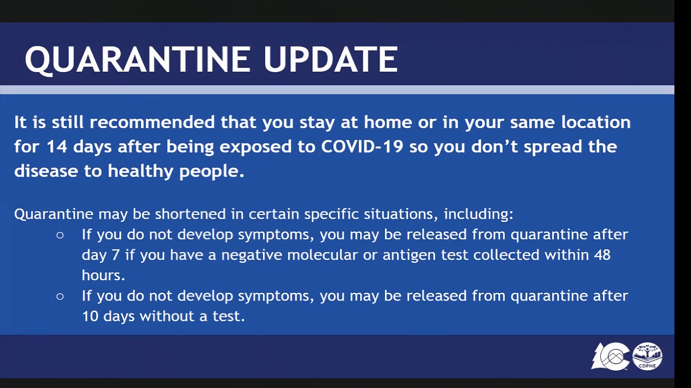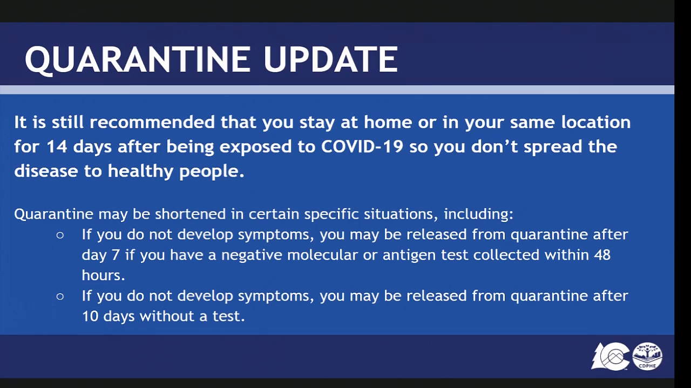So for the 7-day scenario, if you do not develop symptoms, you may be released from quarantine after day 7 if you have a negative test. That can either be a PCR or molecular type test or an antigen test that is collected within 48 hours. Under no circumstance can that quarantine period end before the end of that 7th day. The other option, which does not involve testing, is a 10-day quarantine. If you do not develop symptoms and you continue to monitor your symptoms daily through your quarantine period, you may be released from quarantine after 10 days without a test.